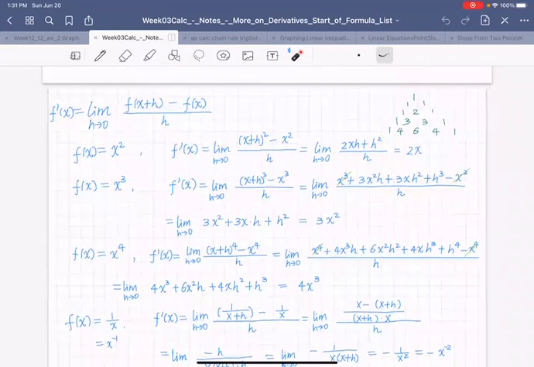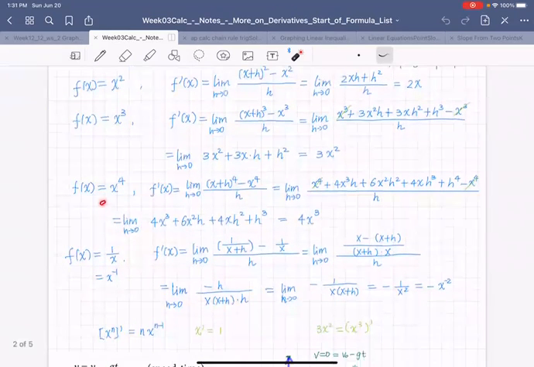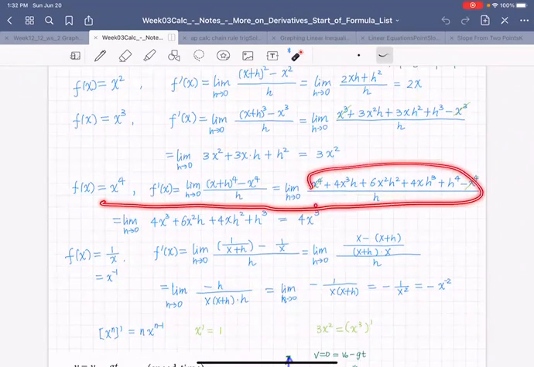We derive those, like x to the power 3. This guy, f prime x, we do limit h approaches 0, (x plus h) to the power 3 minus x to the power 3. If we open this formula, we get here. And then x to the power 3 can be canceled. This guy divided by h. When h approaches 0, we can find out here. Now x to the power 4. This formula is not hard either. We can also do it.